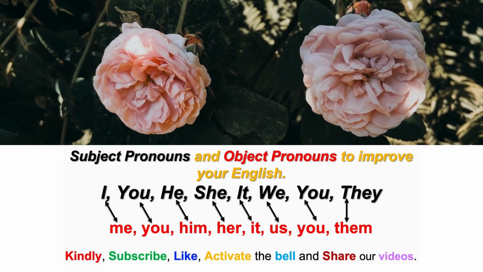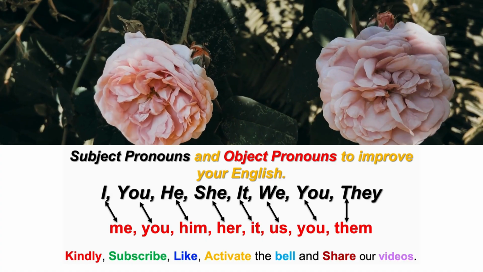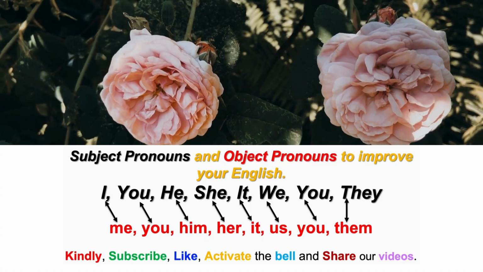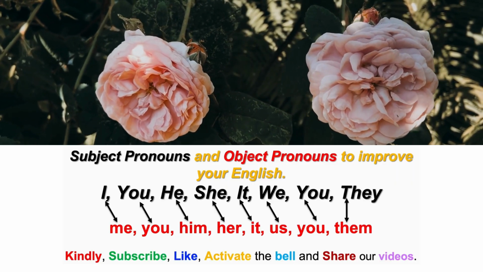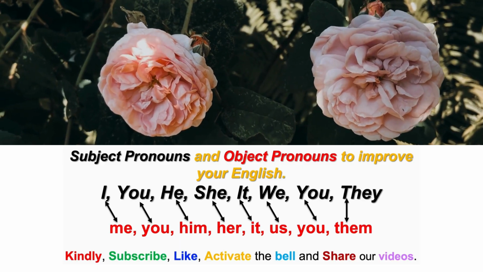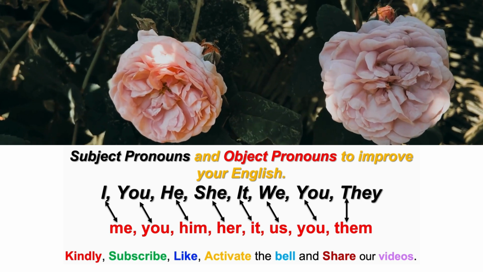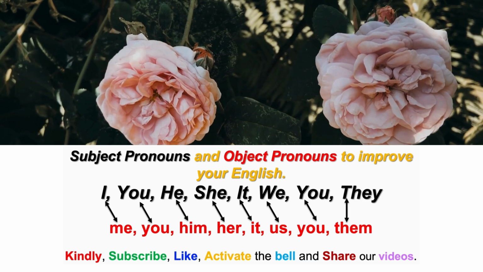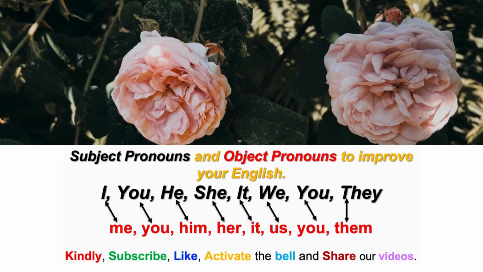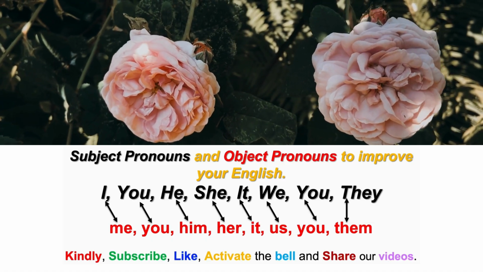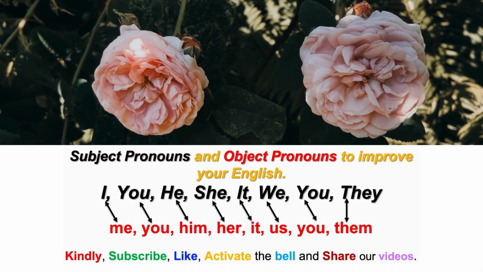And we have object pronouns: me, you, him, her, it, us, you, them. So object pronouns, they come directly after the verb. Sometimes there is a preposition between the verb and the object pronouns. We are going to see these examples.